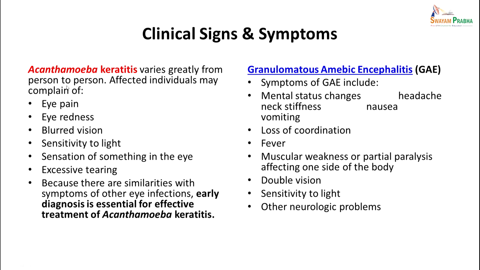Clinical signs and symptoms. Acanthamoeba keratitis varies greatly from person to person. The patient can have eye pain, redness, blurred vision, sensitivity to light, sensation of something in the eye, and excessive tearing. Because there are similarities with symptoms of other eye infections, early diagnosis is important. Granulomatous amoebic encephalitis patients will have symptoms of mental status changes like headache, neck stiffness, nausea and vomiting, similar to meningitis. They might have loss of coordination, fever, muscular weakness or partial paralysis of any part of the body. There could be double vision, sensitivity to light and other neurological symptoms also.